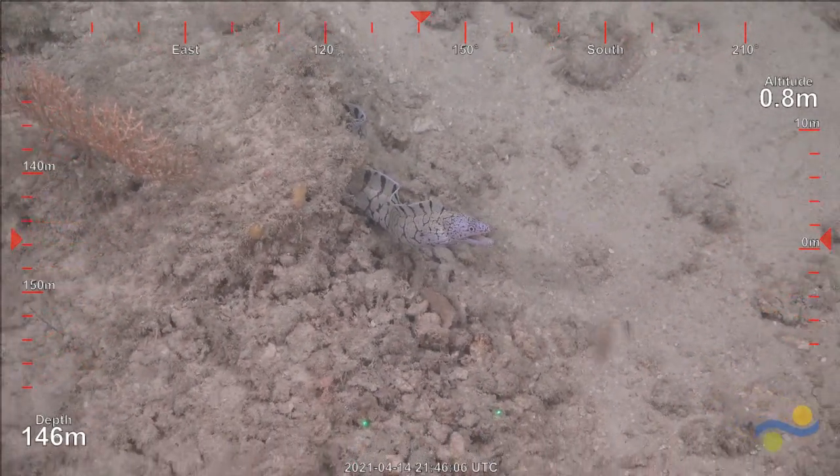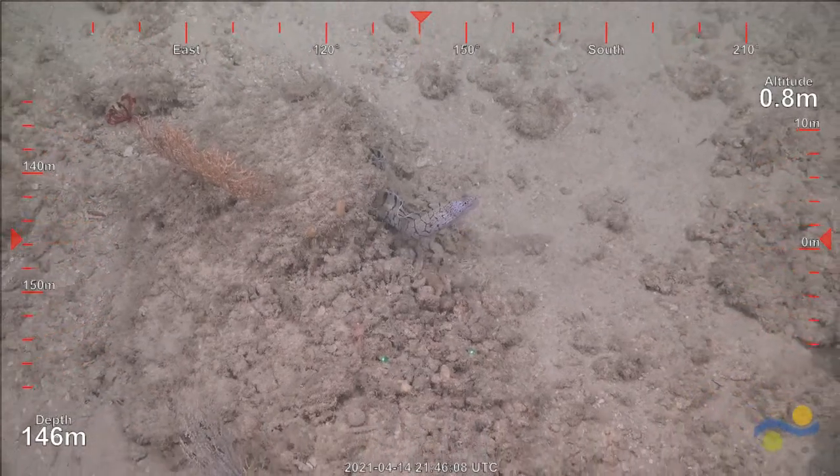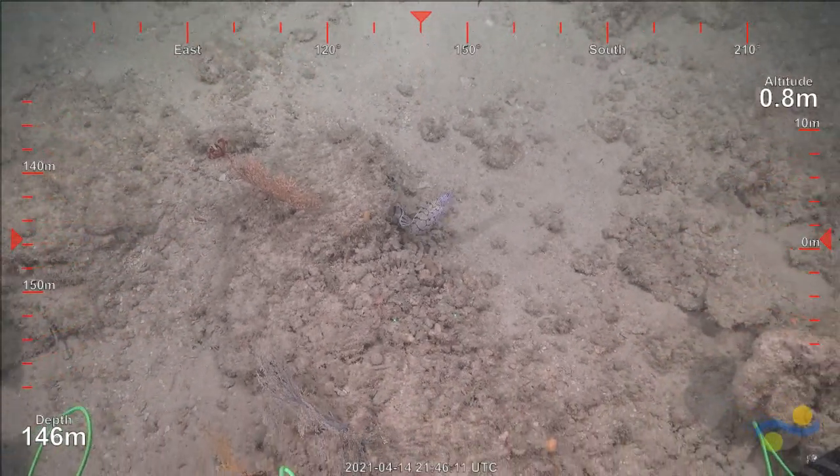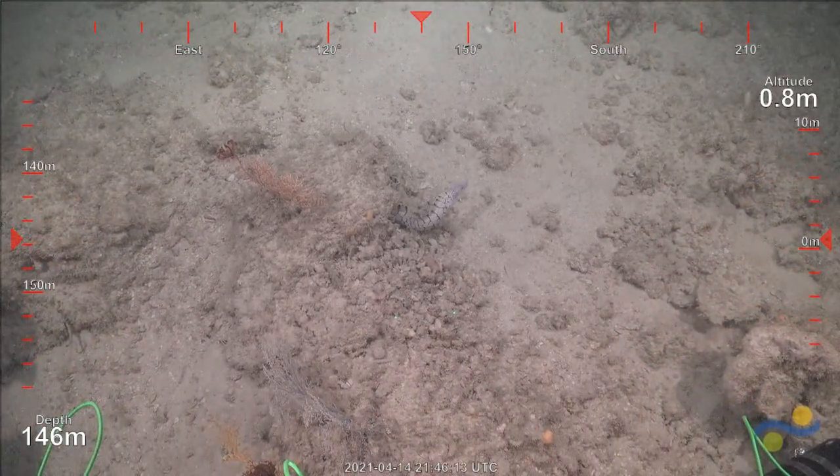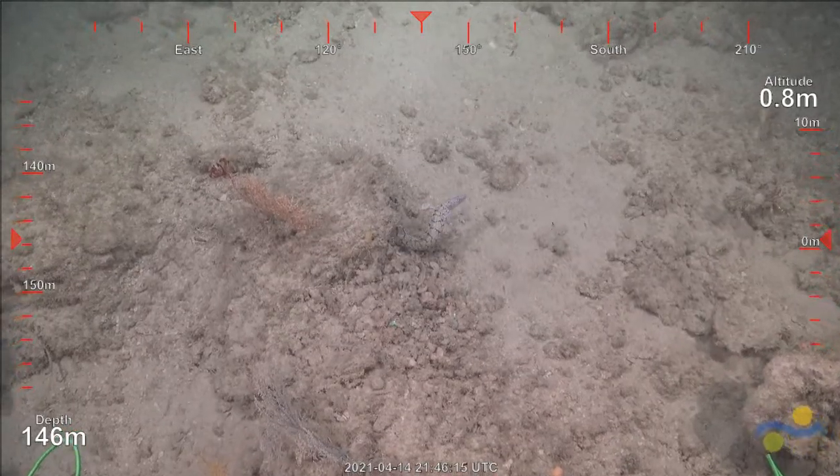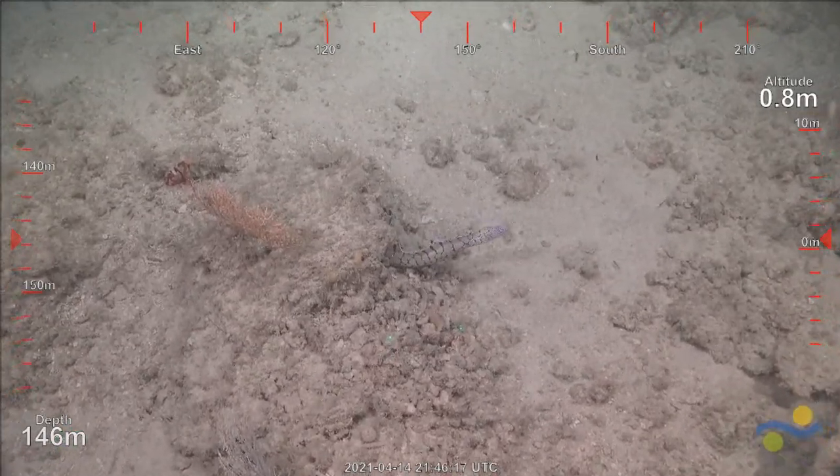I'm from the Australian Institute of Marine Science, and I'm the chief scientist here on board the RV Falkor for this voyage to discover the Australian mesophotic coral ecosystems.